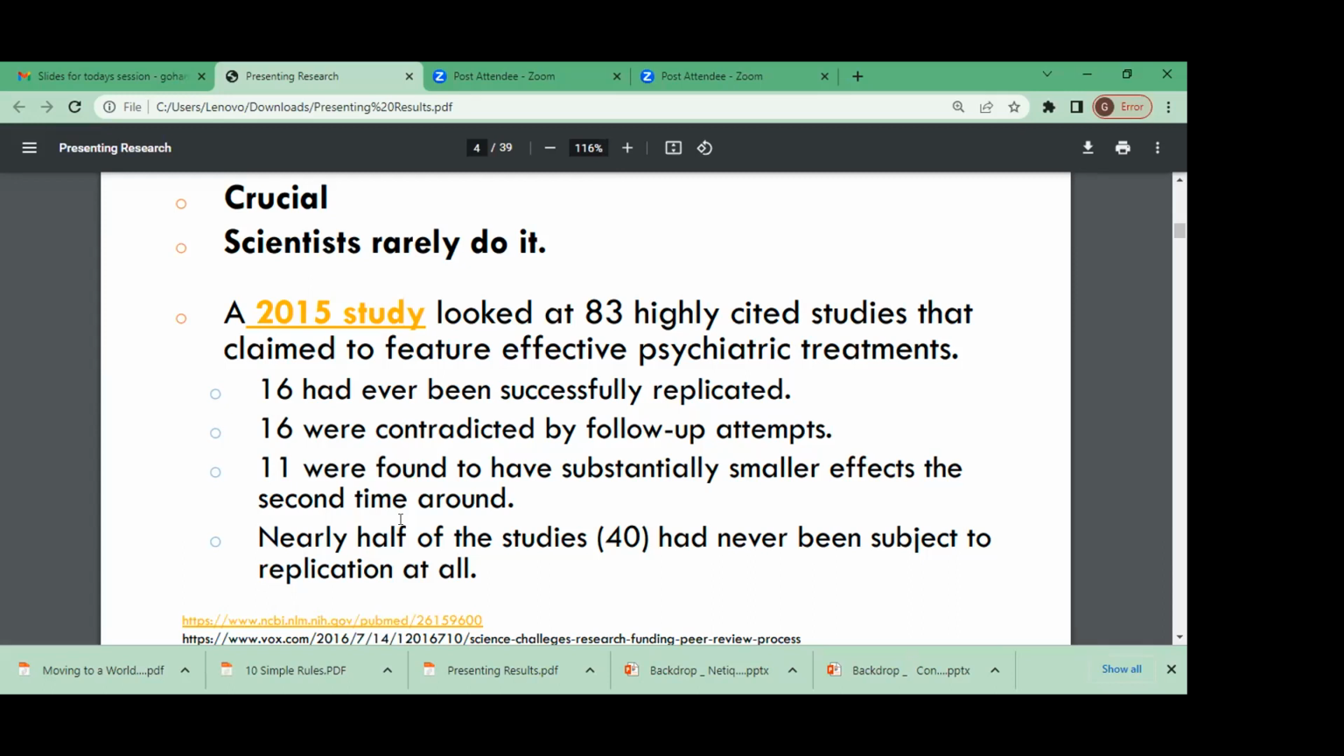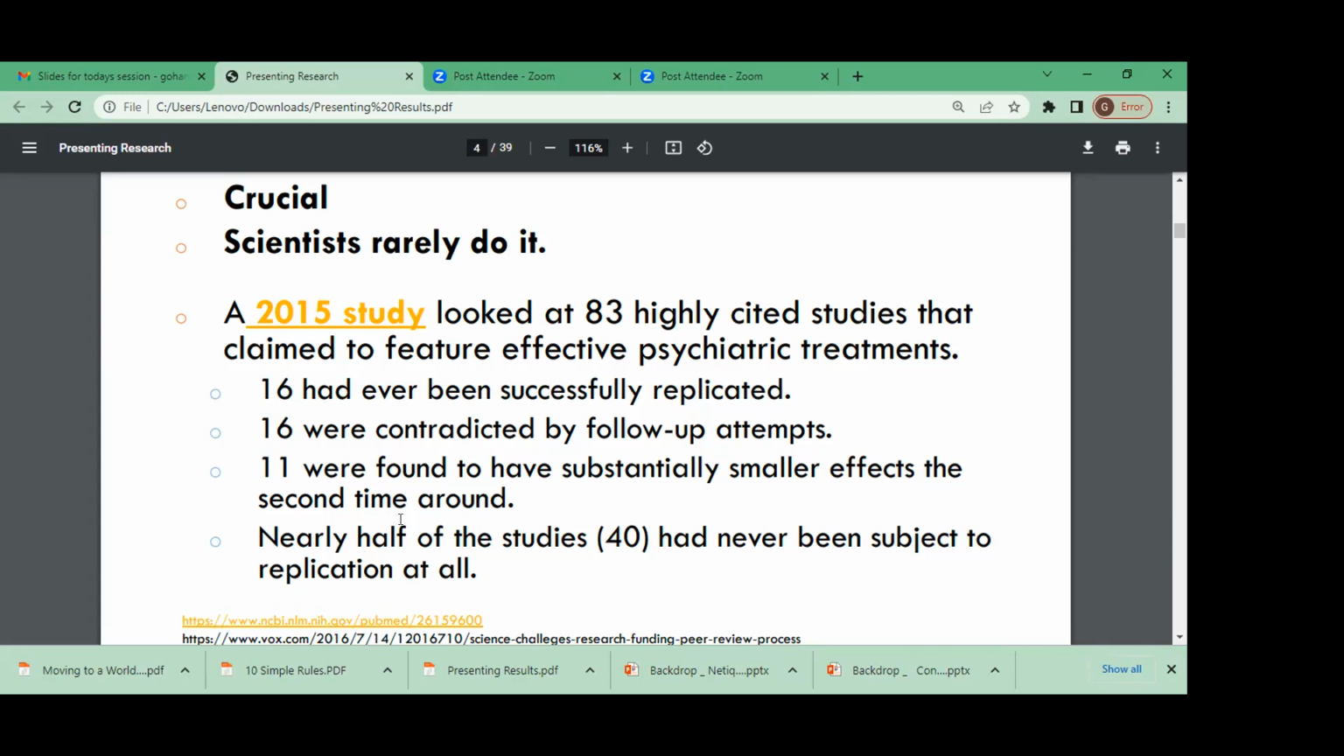There was a study in 2015 that looked at 83 highly cited studies that claimed to feature effective psychiatric treatments, and they found that only 16 had ever been successfully replicated, and 16 were contradicted by follow-up attempts.